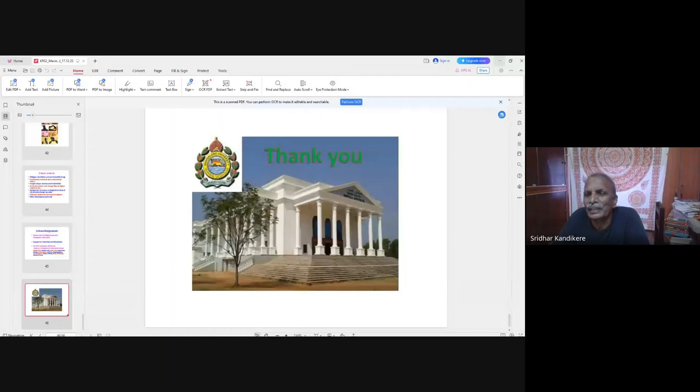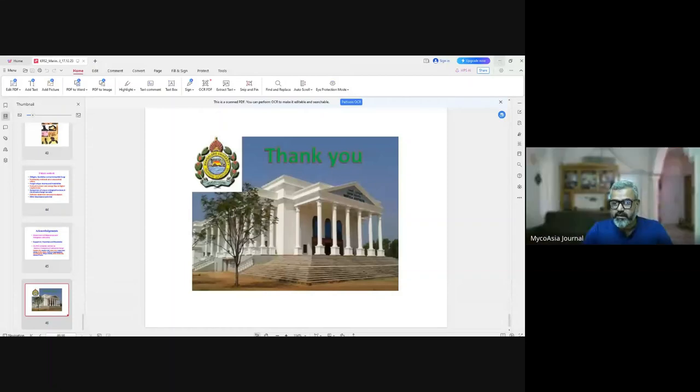For marine fungi on coastal wood, you may observe once in a month: 30 days, 60 days, 90 days, like that. But for mangrove, you have to look at least once a week or at least once in a fortnight. Thank you, Ramesh. That is my experience. Dr. Rohit Sharma, please.